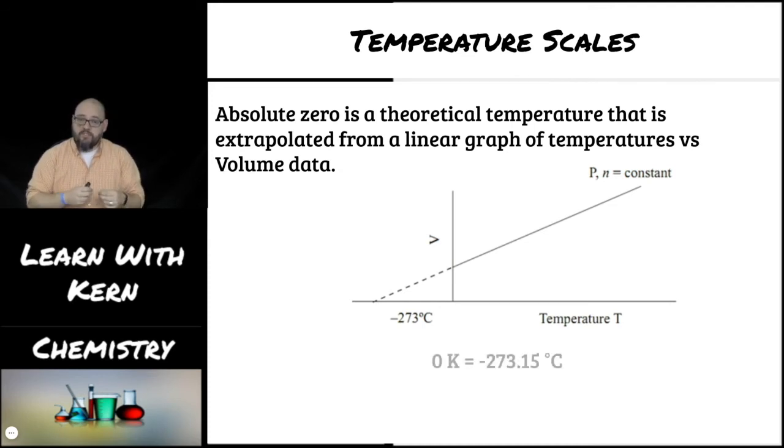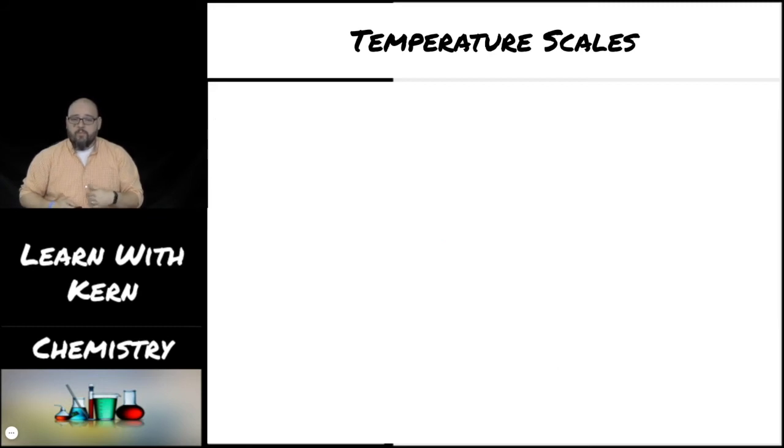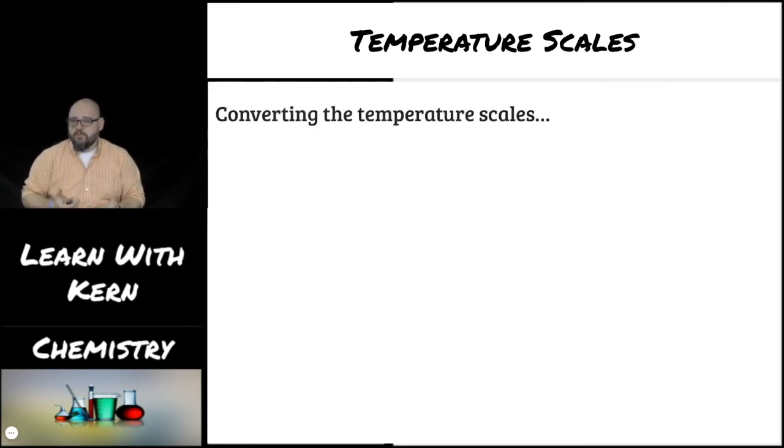Absolute 0, or 0 kelvins, is equal to negative 273.15 degrees Celsius. So we're going to convert our temperature scales, since we don't always use the correct temperature scale when we measure things. Sometimes we'll measure things in Fahrenheit, but when we need to do calculations, we need them in a certain temperature scale like Kelvin or Celsius. So to convert temperature scales, we've got these different conversion factors and equations.